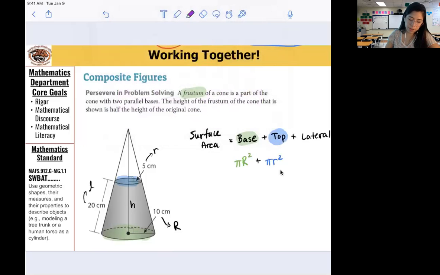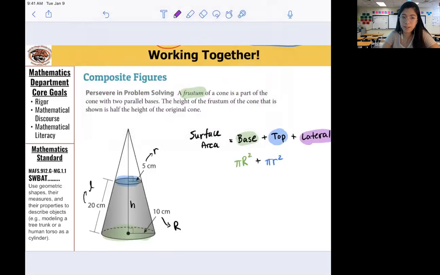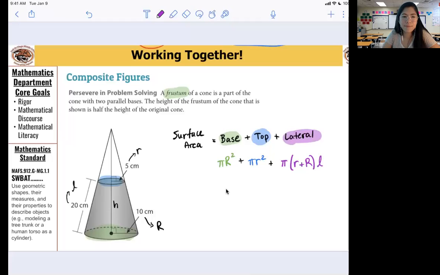This is the new information. The lateral area for a frustum. Are you guys ready? It's a little bit long. Okay, we good? It's going to be pi times r, lowercase r, plus uppercase R, times the slant height. It's not that bad. It's not that bad. Any questions on this one?